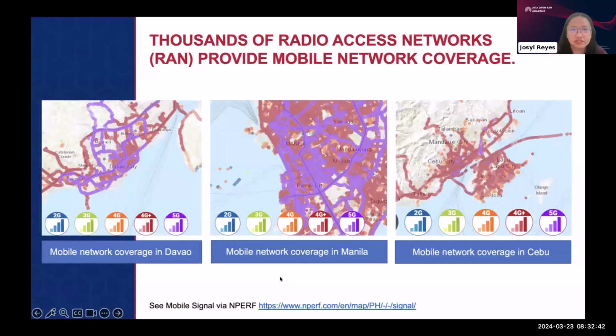Okay, so there are thousands of radio access networks just in the Philippines, and imagine if they have a lot of equipment, a lot of hardware, and the challenge is to deploy them and then of course maintain them.